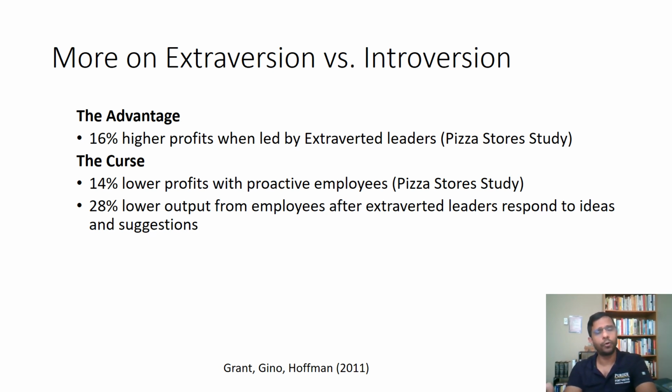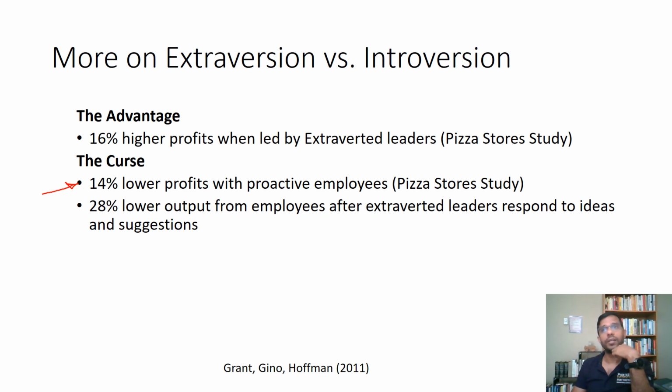The proactive trait is fairly correlated with the conscientiousness trait. They have a good correlation there. In any case, what we find here when they do further analysis is that the extroverted leaders were actually not very effective with proactive employees. In fact, there was 14% lower profits when the extroverted individuals were leading proactive employees. In other words, the introverted leaders did better with proactive employees. So 28% lower output from employees after extroverted leaders respond to ideas and suggestions.